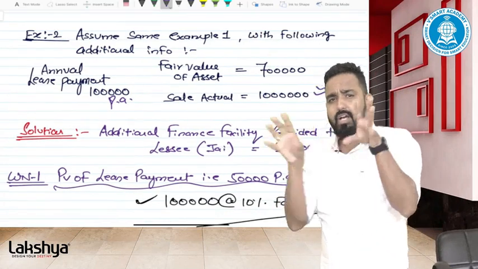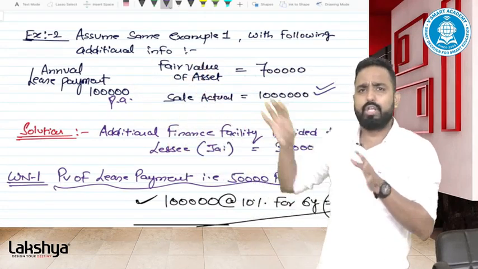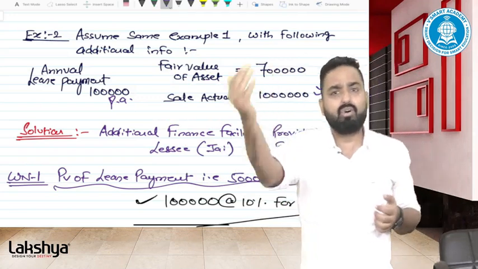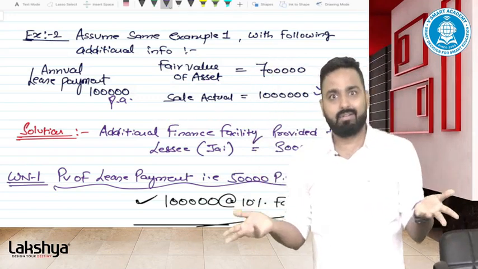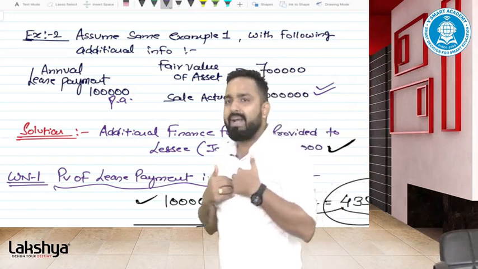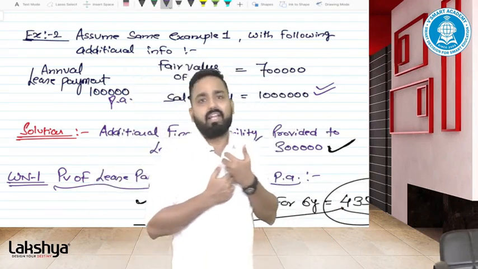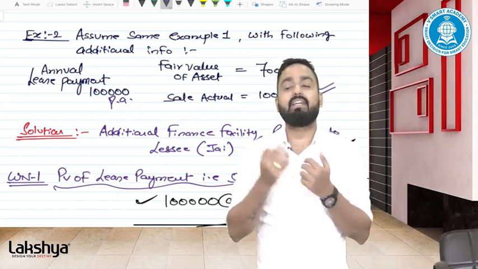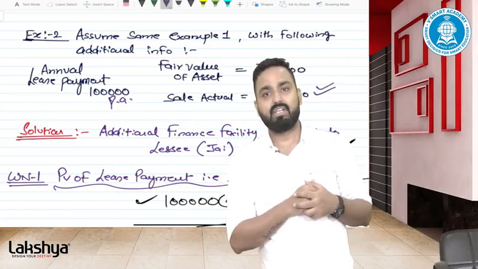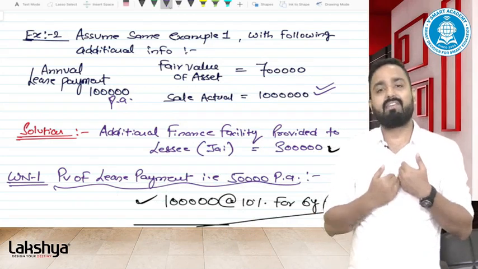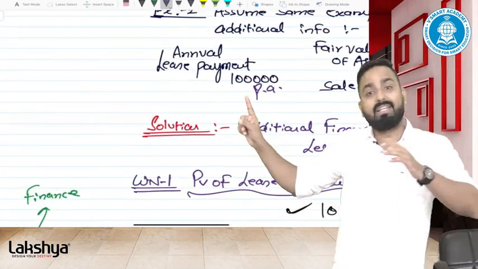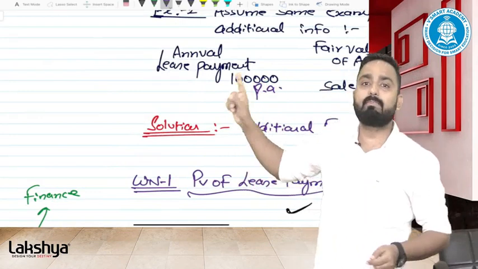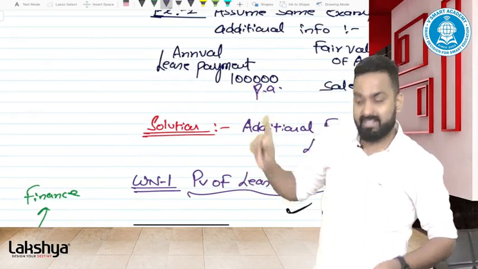Have you understood the overall scenario? What is going on here? Suppose I am selling my asset of rupees 7 lakh at 10 lakh. Try to understand. Nobody in the market will purchase the asset at 10 lakh. Obviously, I received 10 lakh because I am getting extra 3 lakh as additional finance. And if I am getting extra 3 lakh as additional finance, I have to repay the more amount. So this 1 lakh must include the repayment of the additional financing facility.